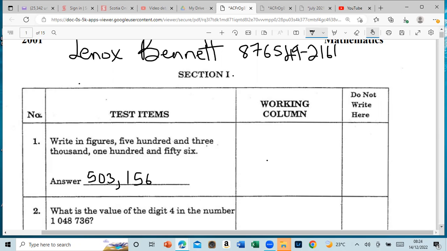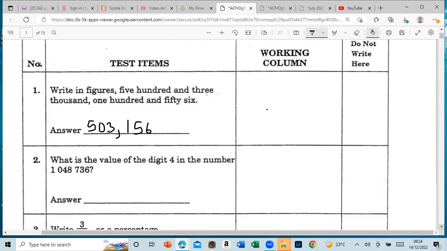Alright, let's go now. What is the value of 4 in the digit 1,048,000? What you can do, guys, just put the 4 and then for the remainders you put 0 here. So you have 1, 2, 3, 4. So you have basically 4 zeros. So that's 40,000. Right, so nice and easy, nice and easy.